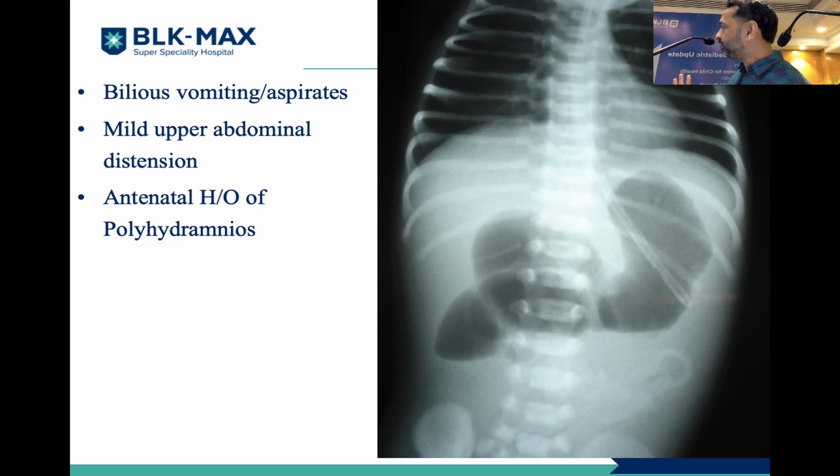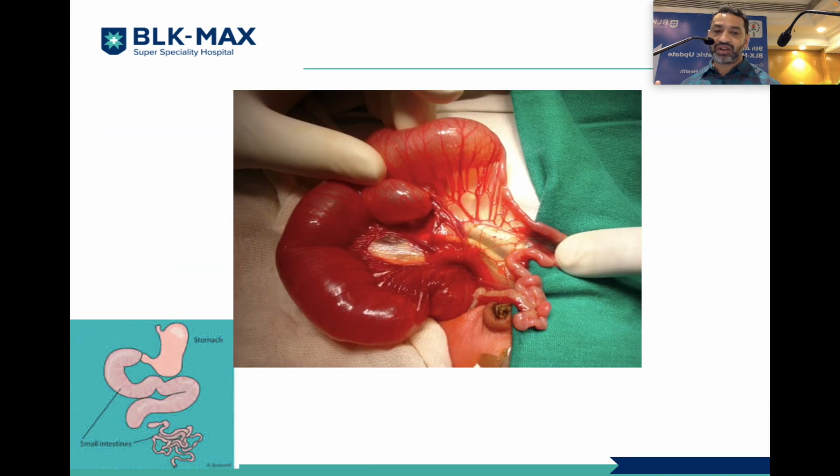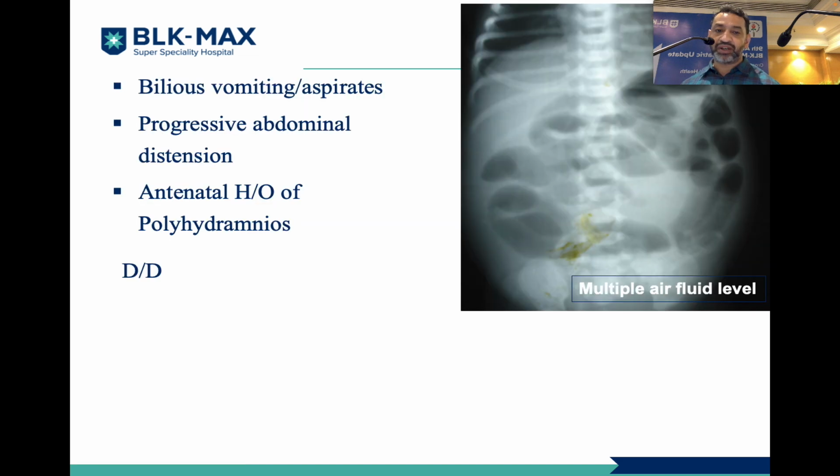Now, in an almost similar picture, there is bilious vomiting, but there is some mild upper abdominal distension. And here, instead of one bubble, there are 1, 2, 3 bubbles. So this is again very classical. There is no gas distally, a finding suggestive of jejunal atresia. That's a triple bubble sign. So that's a jejunal atresia which was operated.